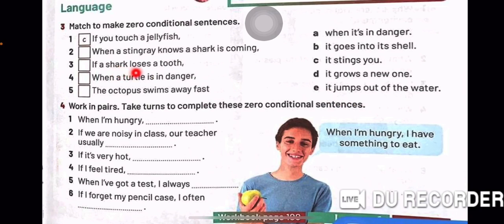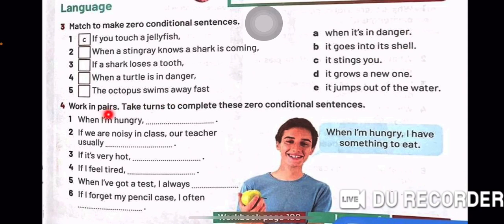If a shark loses a tooth, it grows a new one. When a turtle is in danger, it goes into its shell. The octopus swims away fast when it's in danger.